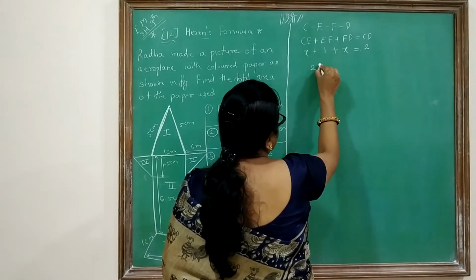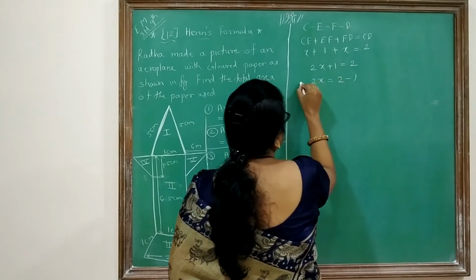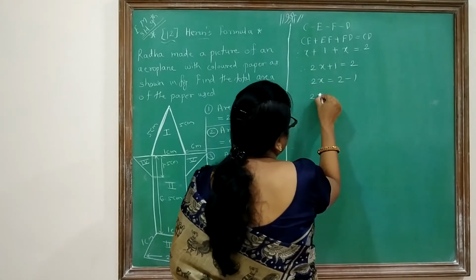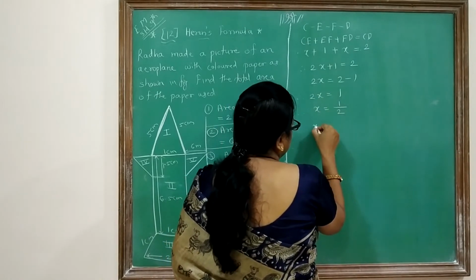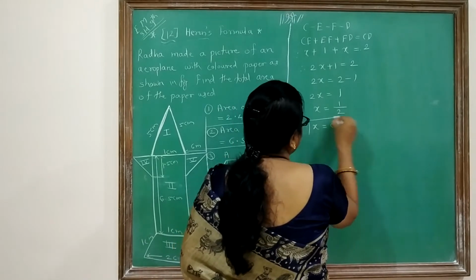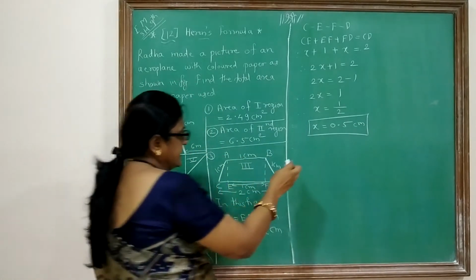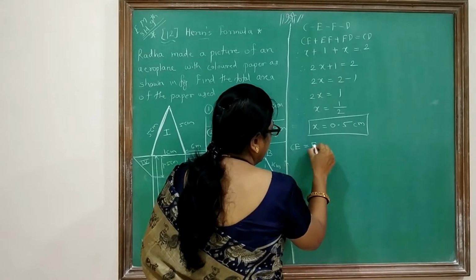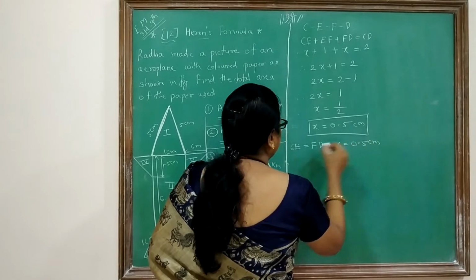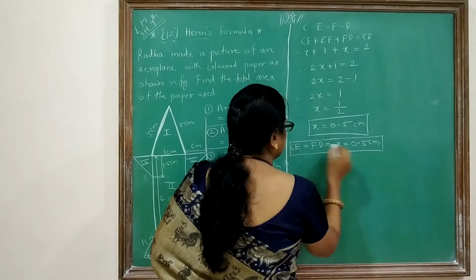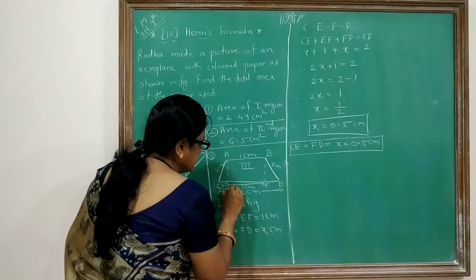Then x plus x is what? 2x plus 1 equal to 2. That is 2x equal to 2 minus 1. Then 2x equal to 1. And what is your x value? x value is 1/2, that is 0.5 centimeter. Means in this diagram, CE equal to FD equal to x equal to 0.5 centimeter. This is 0.5 and this is also 0.5.